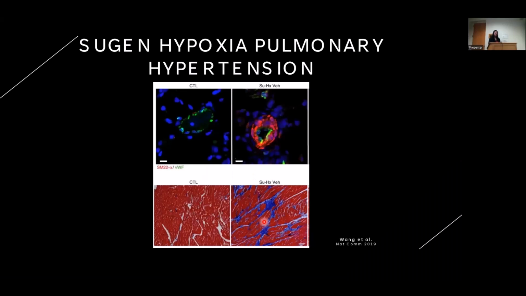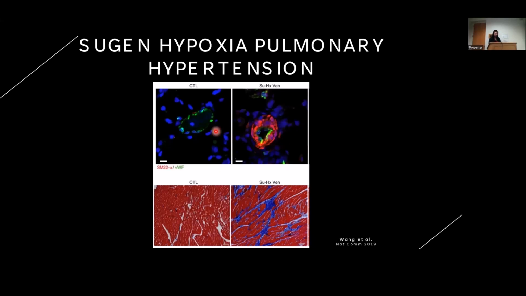And so I'm going to talk about the last and kind of the more robust model of pulmonary hypertension that I've studied, and that's Sugen hypoxia. This was established a few decades ago by people that worked here at the University of Colorado, and this is the model that most closely, or is thought to most closely, recapitulate human pulmonary arterial hypertension.